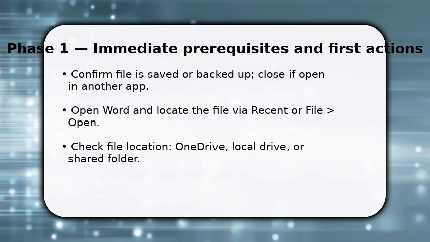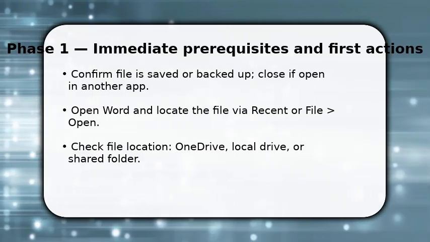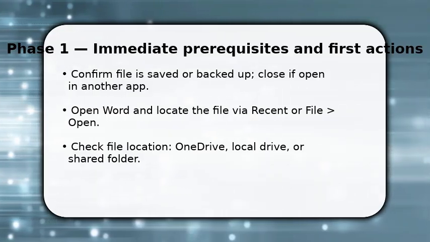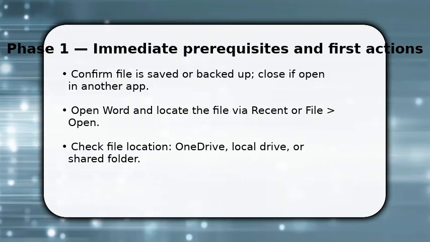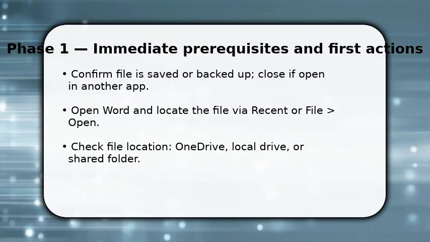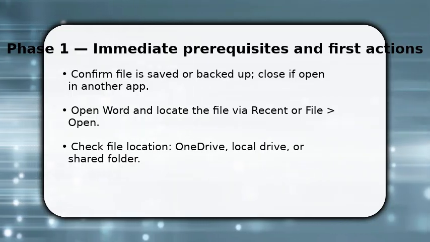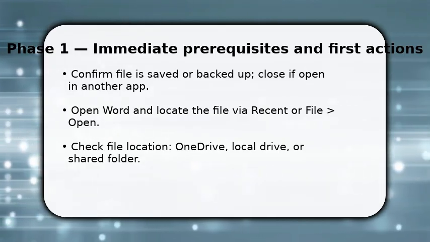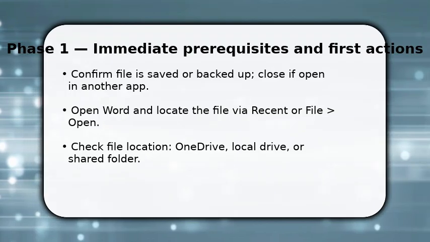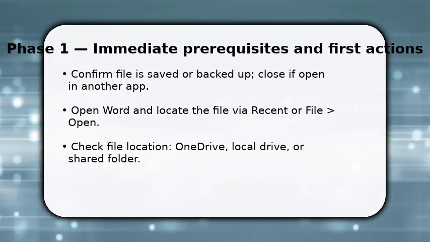You start by confirming the file's state: saved, backed up, and not open elsewhere. Once done, open Word and go straight to File, Open or Recent to find it. Make sure to note its location: OneDrive, local disk, or a shared folder, because deletion behavior differs. If it's synced to OneDrive, you'll remove the cloud copy too. If it's local, you'll remove only that file.